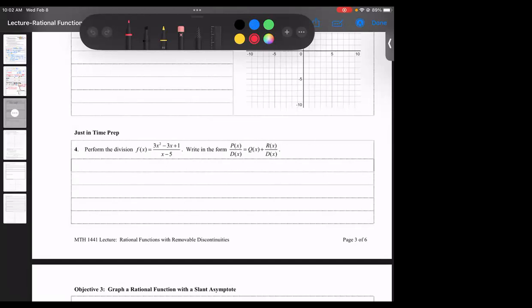3, -3, 1, and the box will be +5. Right? Bring down the 3. 3 times 5 is 15, and then the -3 will be +12, and then 30. I'm sorry, 12 times 5 is 60, 61. 61 is your remainder.